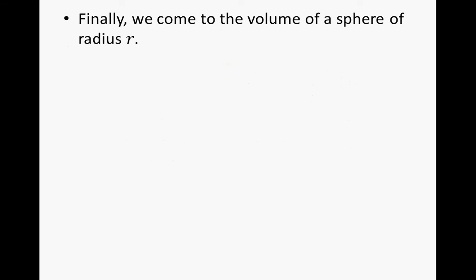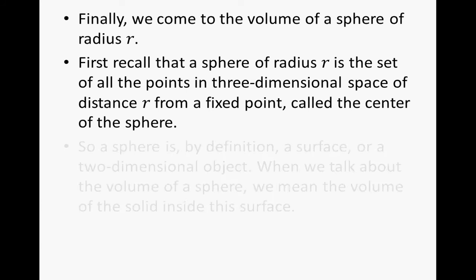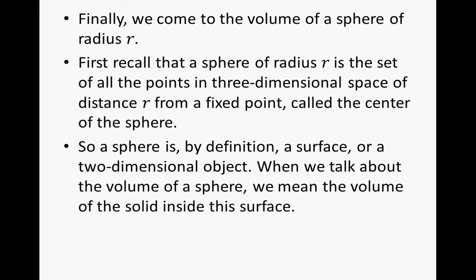All right. Finally, we come to the volume of the sphere of radius r. First, recall that a sphere of radius r is the set of all the points in a three-dimensional space of distance r from a fixed point, called the center of the sphere. So a sphere is, by definition, a surface or a two-dimensional object. When we talk about the volume of a sphere, we mean the volume of a solid inside this surface.